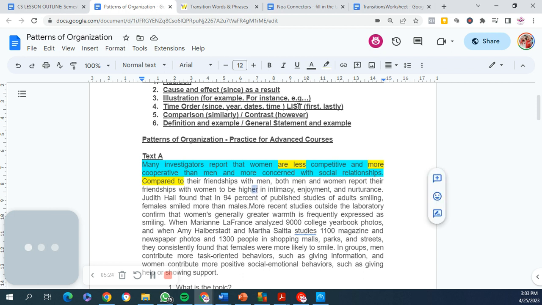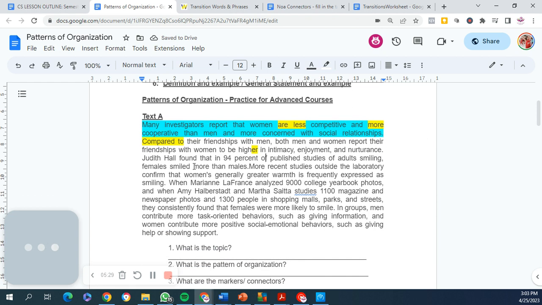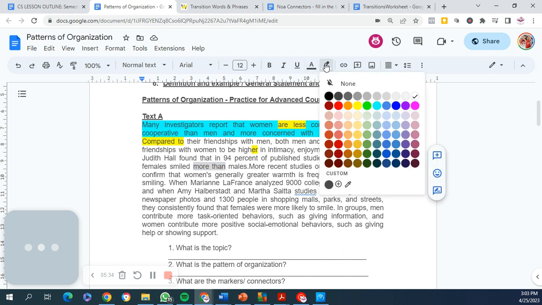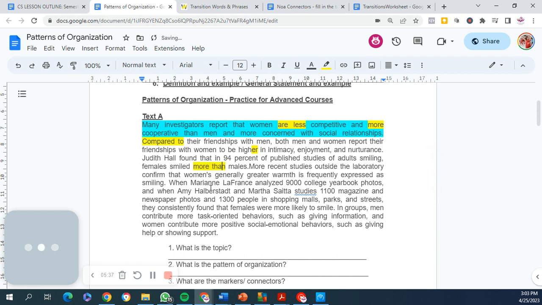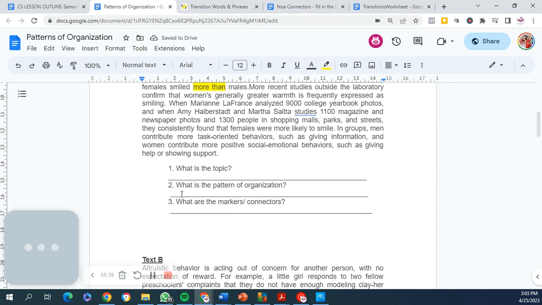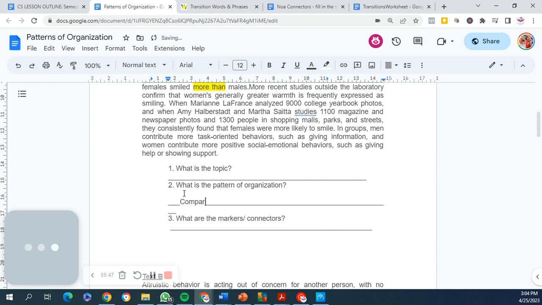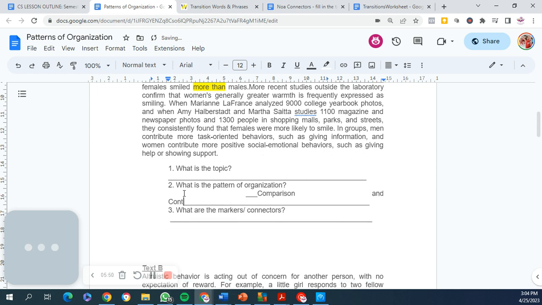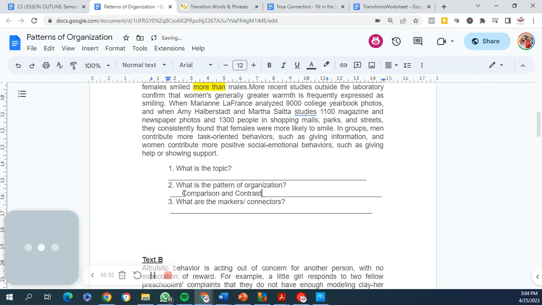I'm just going to do a few more to prove my point. Higher, smiled more, okay? More than. So it's a very clear pattern of comparison and contrast. So then you would write here, what is the pattern of organization? Comparison and contrast. Okay? Again, I'm just doing it so that you can practice the rest.